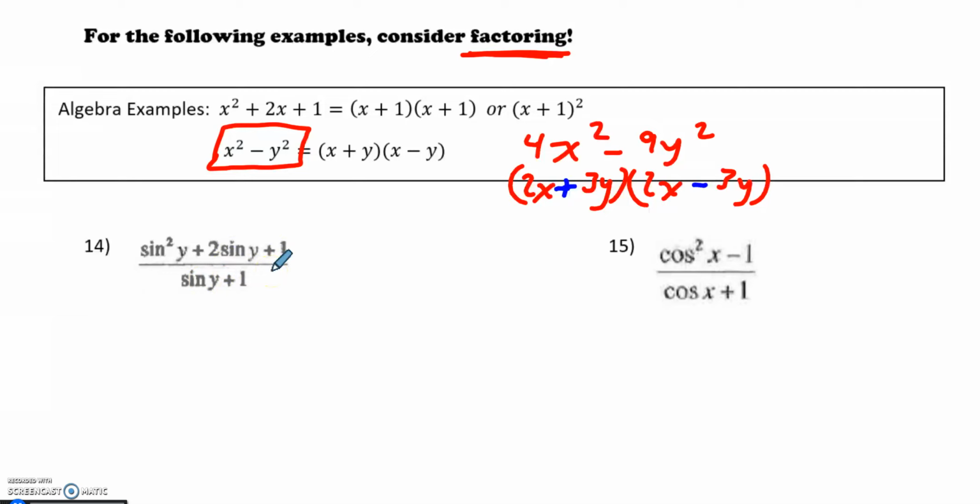I also can't, I call it illegally, cancel out the sine squared y and the sine y. If you did this, you would be doing something mathematically illegal, and I would probably write illegal on your test because it is completely and utterly wrong.